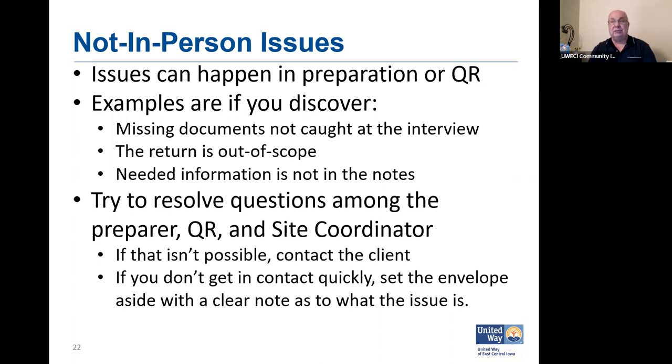So you can talk there at the site. Maybe it's something you can resolve just talking among yourselves. If not, then you've got to use that phone number and contact the client. If you can't get a hold of them right away, you put a clear note on the envelope. In this case, a sticky note is acceptable. Note what the issue is, and there should be a spot at each site, whether it's part of a file drawer, saying these are the ones I'm waiting for an answer from the client. And then whoever finally does get that answer back from the client should be able to find that and put it back into the flow.